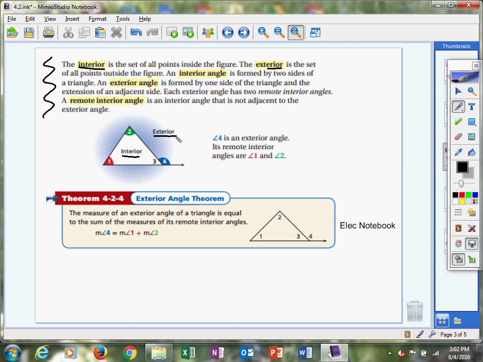So an interior angle is going to be angles that are inside the triangle. Exterior, think, okay, it's outside, and if I extend one of the lines, then the angle that's outside here is an exterior angle. If I extended this line like that, this would be an exterior angle. If I extended this line, then this one would be an exterior.